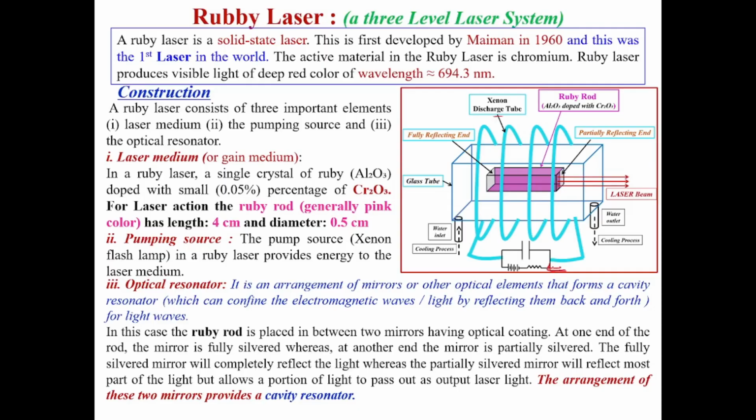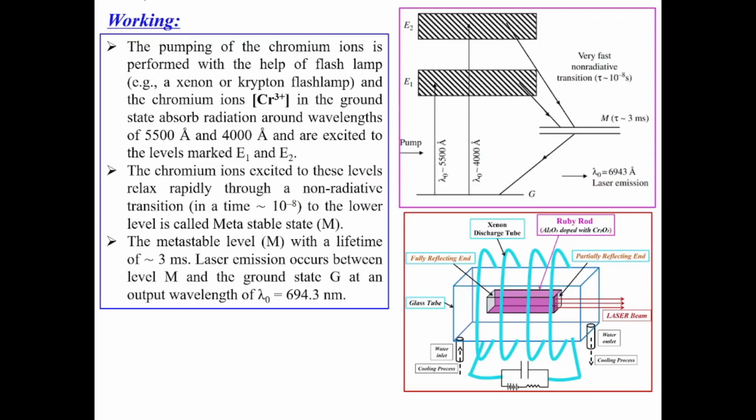When the electric source is connected, this xenon lamp will flash and provide the light energy to the ruby rod, and the chromium atoms inside the ruby rod will be activated and will provide the laser action. So how the laser action or laser oscillation will be found, that we are going to discuss in the working part.